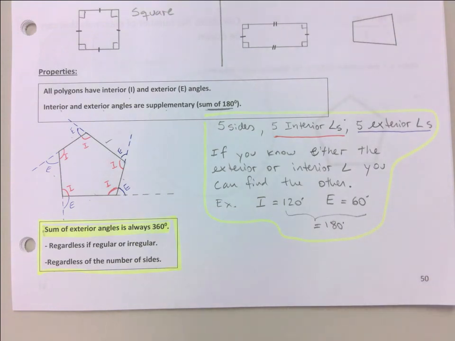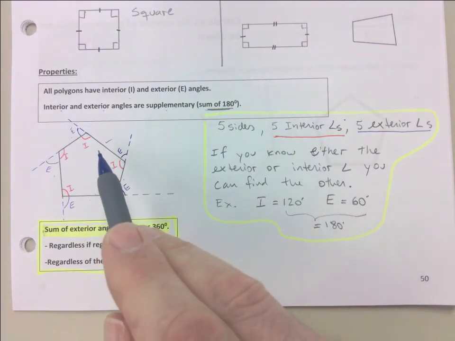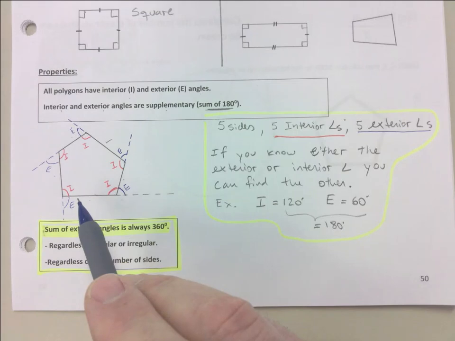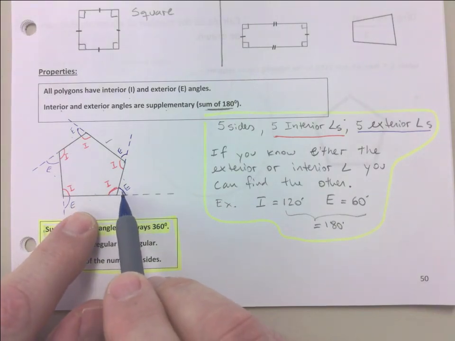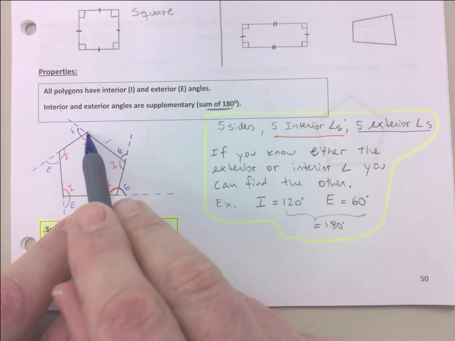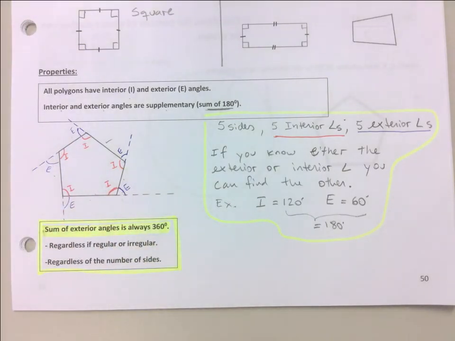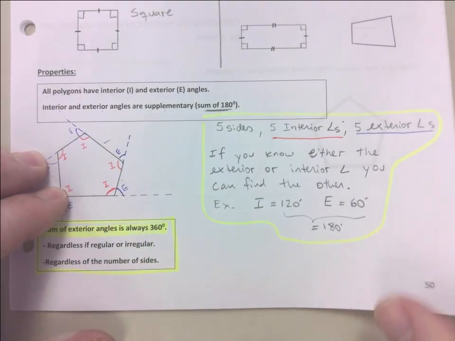So we know regular polygon. We know that every polygon has the same number of sides, interior angles, exterior angles. They're always the same. We also know that the interior and the exterior angles at any given corner add up to 180. Okay, we know that as well.